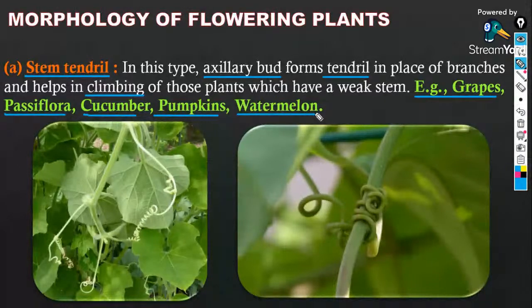Please just tell me, guys, is it clear? You don't have to study the example. Just study what are the examples of the stem tendril, because when we come to leaf, we will study about the leaf tendril also.